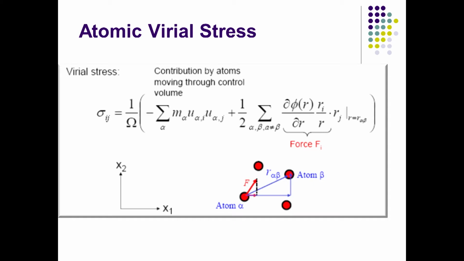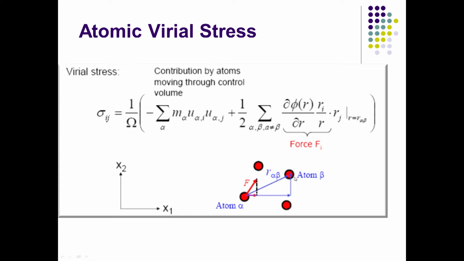If you look at the virial theorem, which we talked about, for the calculation of the pressure, then we can define sigma as 1 over omega, which is the volume, and then you are looking at atoms alpha and beta.